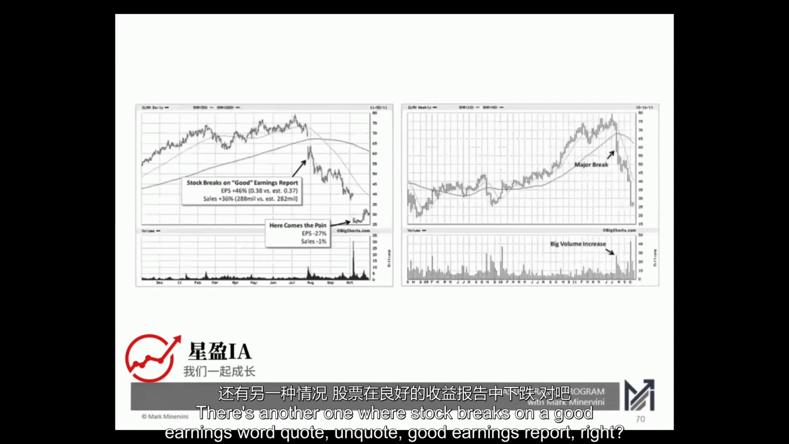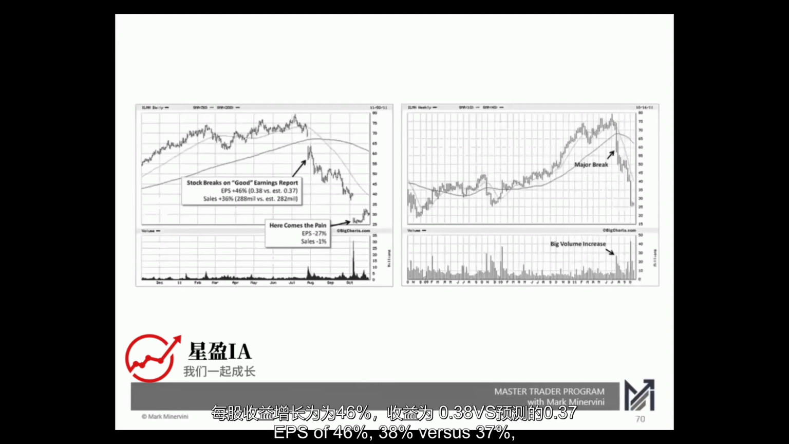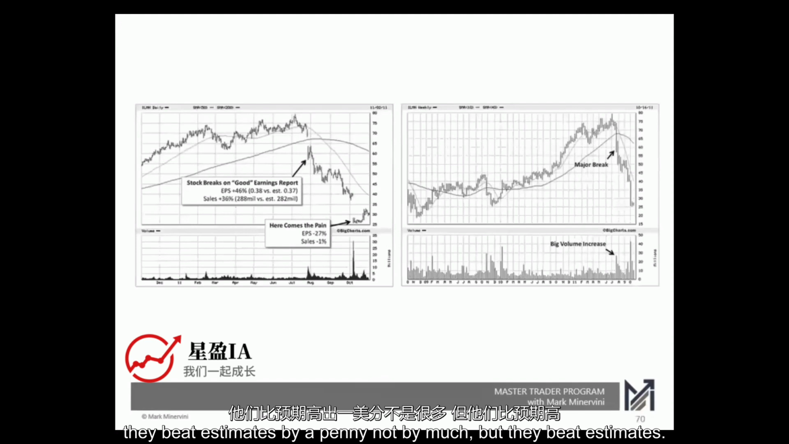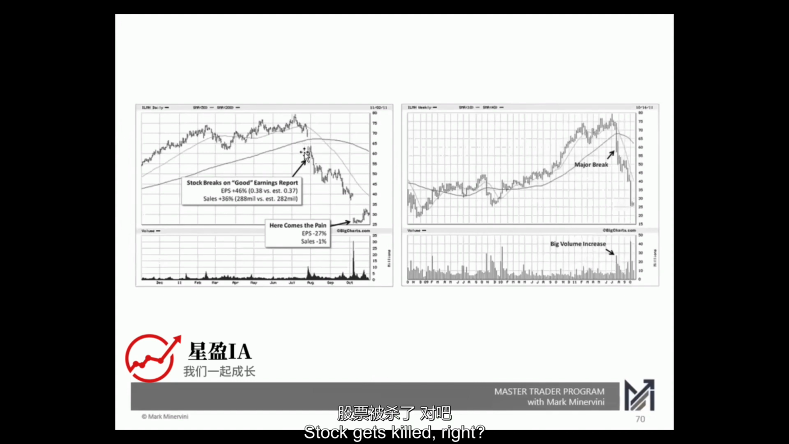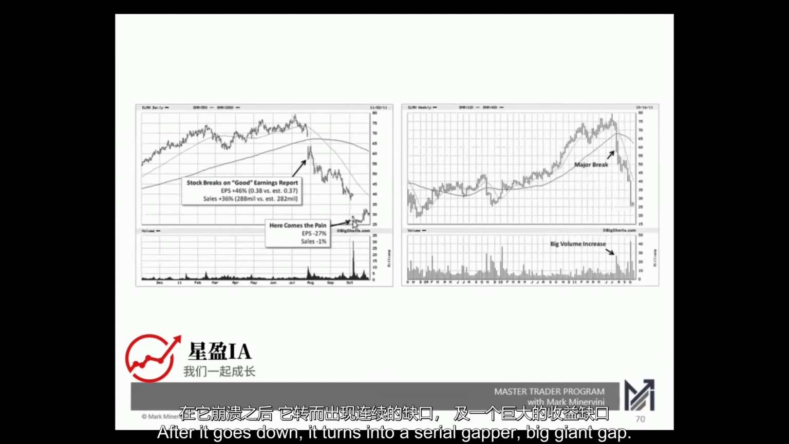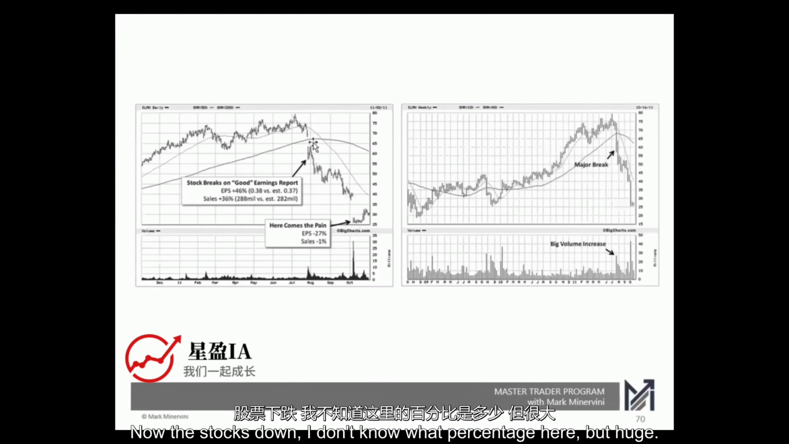Here's another one where the stock breaks on a good earnings report, quote unquote good earnings report, right? EPS up 46%. 38 cents versus 37. They beat estimates by a penny, not by much, but they beat estimates. Sales up 36%. Estimates were for 282 million. They came out with 288 million, so they beat estimates there. The stock gets killed, right? Look at this. Later on, after it goes down, it turns into a serial gapper, big giant gap. Now the stock's down, I don't know what percentage here, but huge.